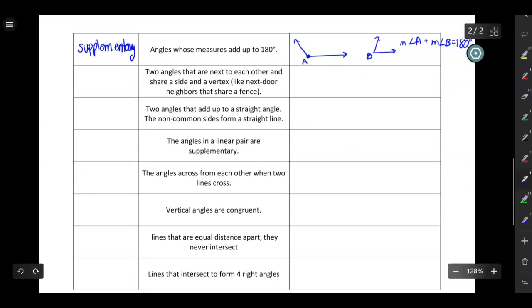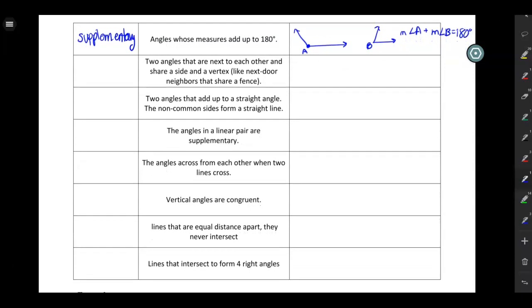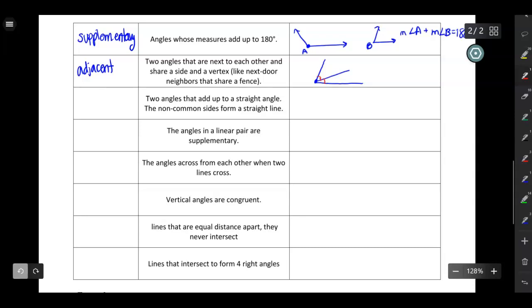Okay. The next few vocabulary words have to deal with angles and their relationship and location to each other. If you have two angles that are next door to each other and they share a side, that's going to be called adjacent angles. Let's look at a picture of that. Adjacent angles just means that if you've got one angle like this, and then you have another one down here, these two angles would be adjacent angles because they're right next to each other. They share one side. They share that middle piece.